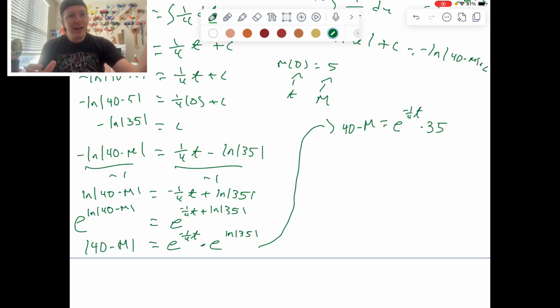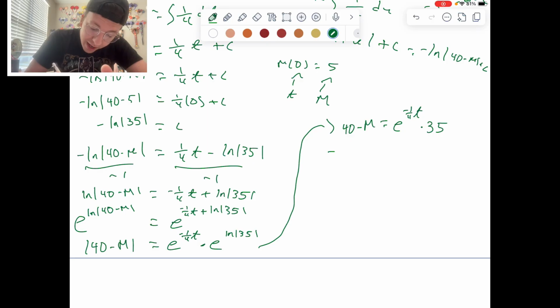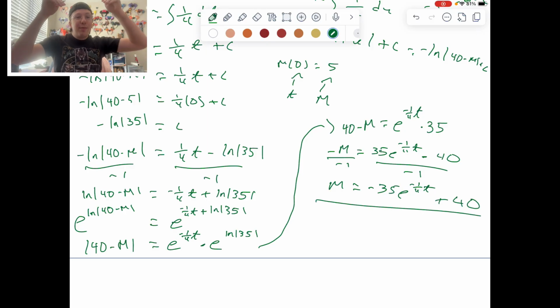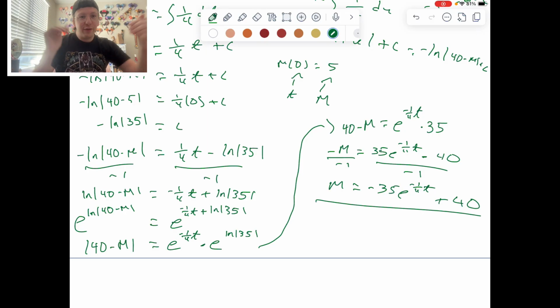All right, now get m by itself. Gotta get rid of that 40. How do I do that? I subtract that over. So we are left with negative m is equal to 35 e to the negative 1/4 t, in this case minus 40 now. Lastly, get m by itself, divide by negative 1 on both sides. We get m is equal to negative 35 e to the negative 1/4 t plus 40. And that is our particular solution to that differential equation. We did it. Let's go.